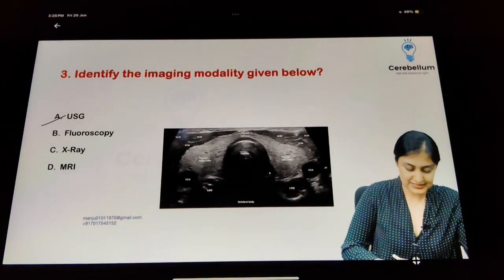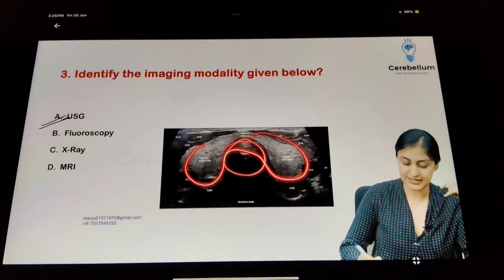What is this investigation? Pretty easy. This is thyroid. You can see this is the butterfly thyroid. You can see the trachea. So this is an ultrasound.